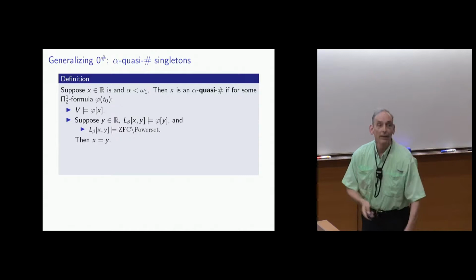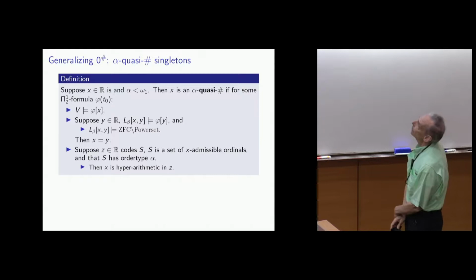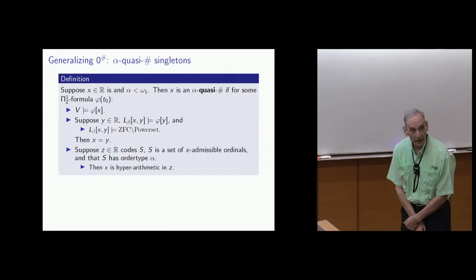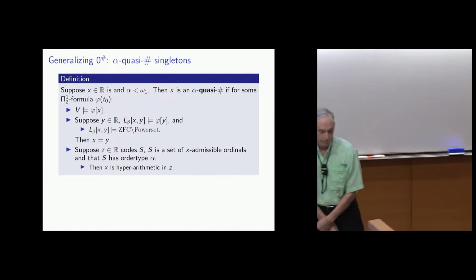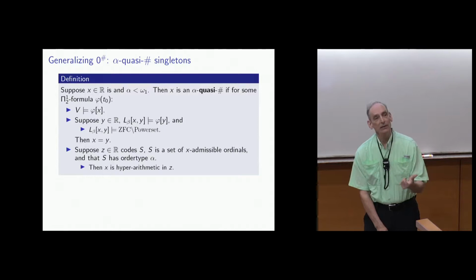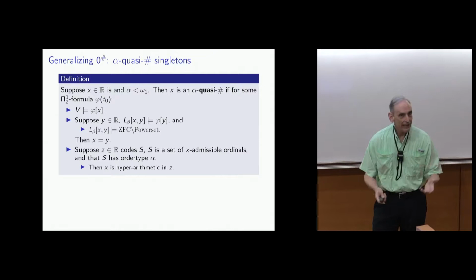Now, alpha. Suppose Z is a real that codes S. S is a set of X admissible ordinals of order type alpha. Then X is hyperarithmetic in Z. Okay? So X is a singleton, but it's recovered hyperarithmetically from any set of its admissibles of order type alpha. It's a very strong property.